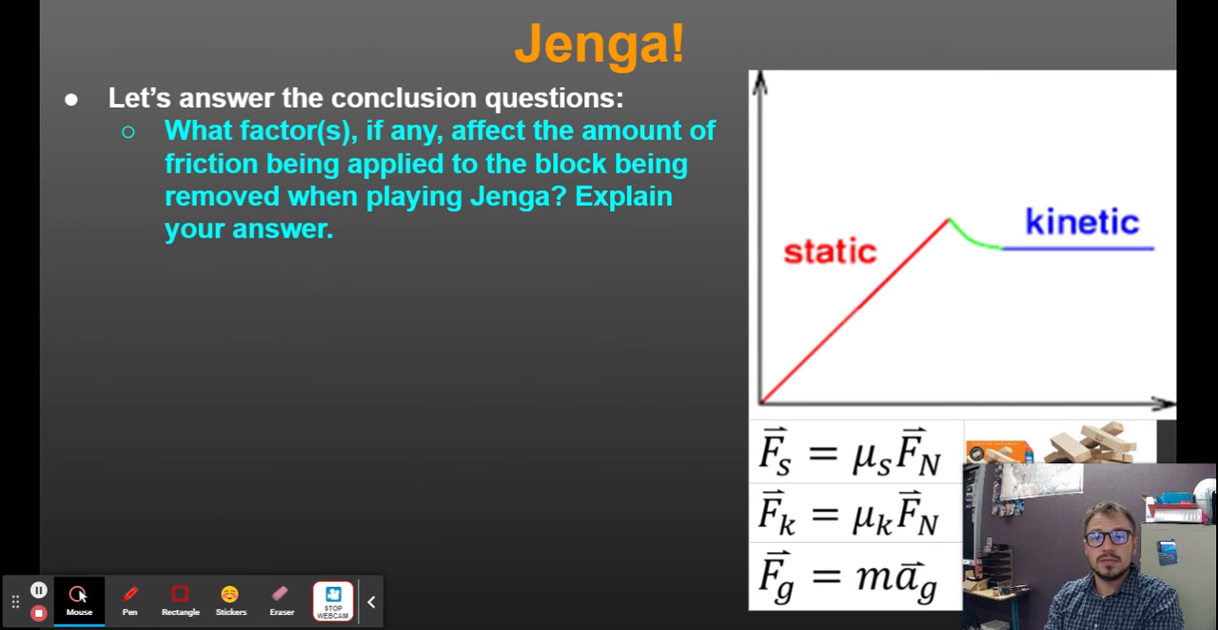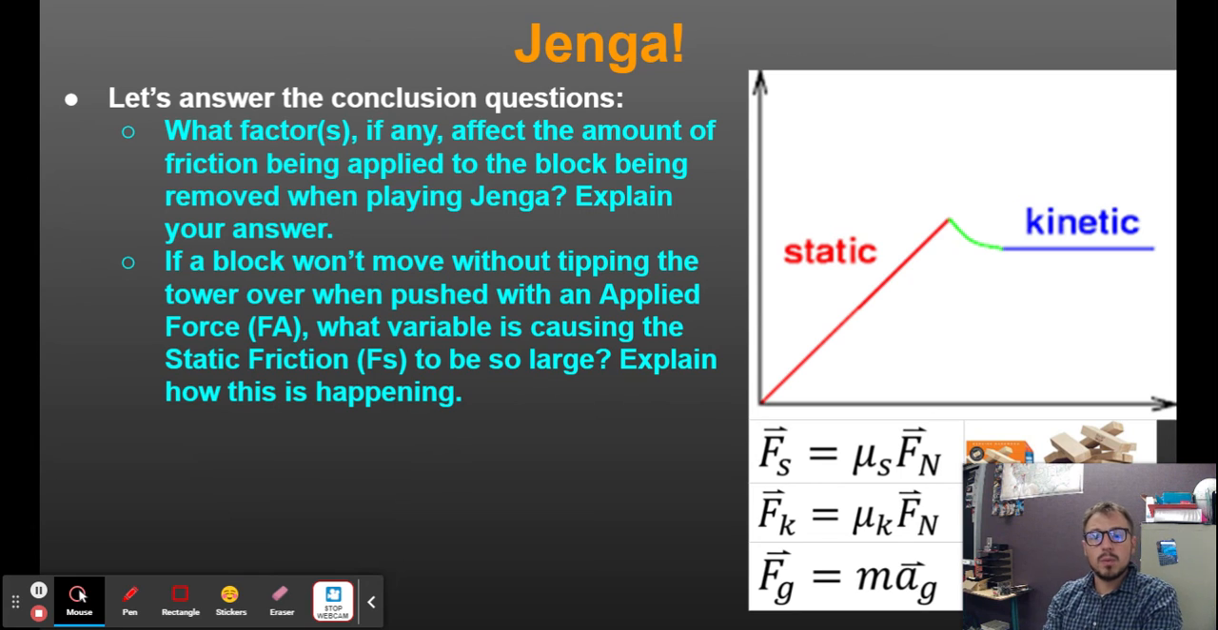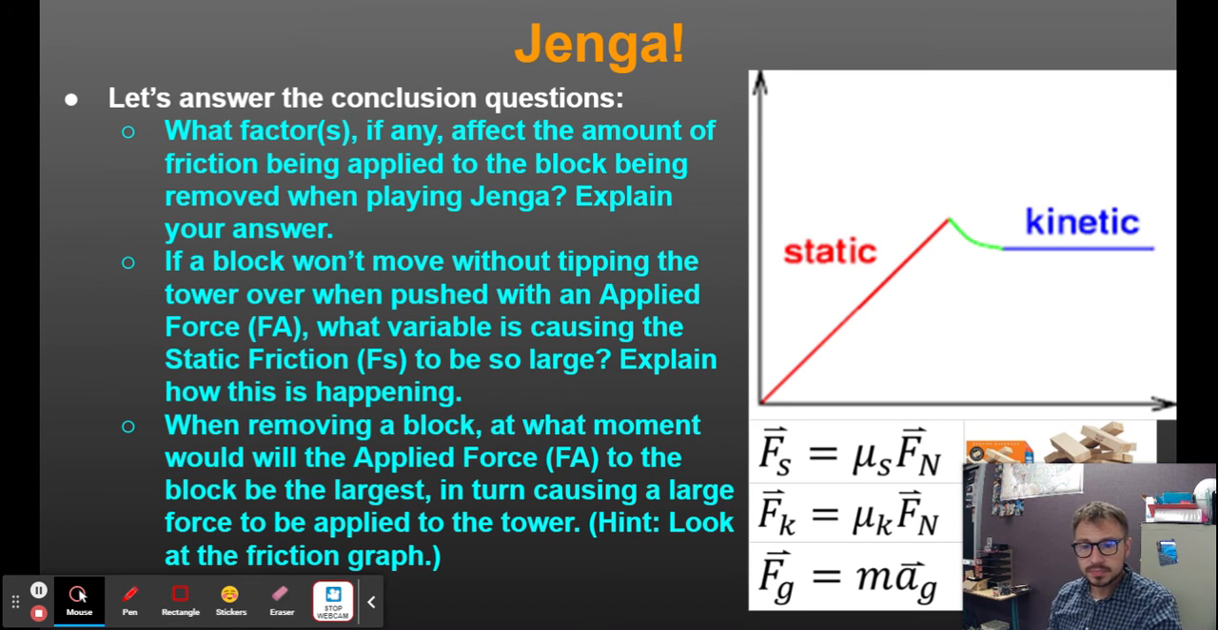What factors, if any, affect the amount of friction being applied to the block? And if a block won't move without tipping the tower over when pushed with an applied force, what variable is causing the static friction to be so large? Explain how this is happening. So what's happening is that that tower might lean over a little bit and it's going to press those blocks together. And that is going to cause that normal force to be how hard those surfaces are being pressed together.